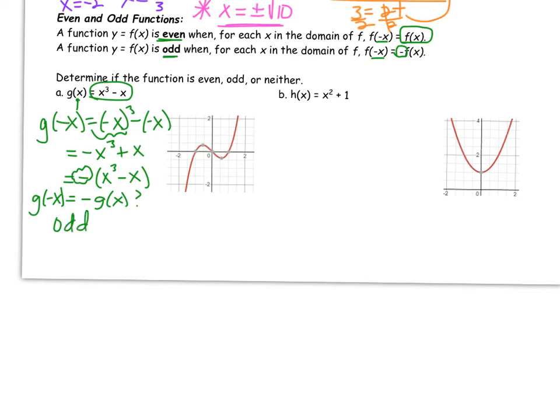So that means this is an odd function. On the graph, it would rotate 180 degrees and equal the same thing. So it has rotational symmetry. You can't flip it left to right or top to bottom, but you could rotate it about the origin.